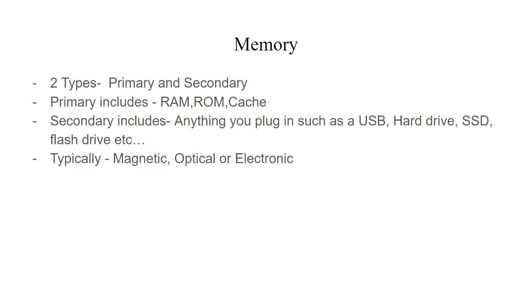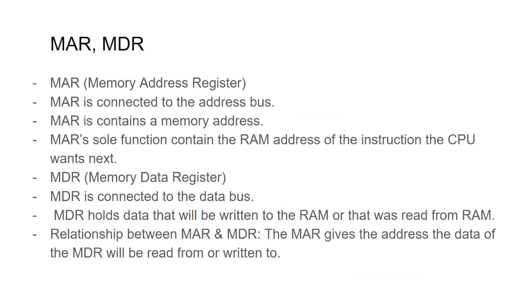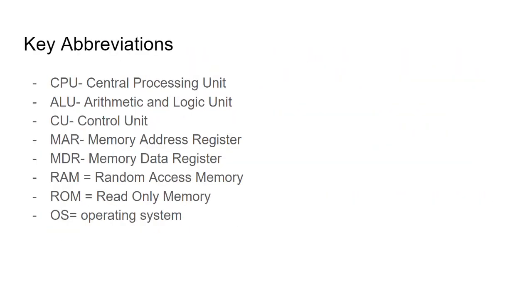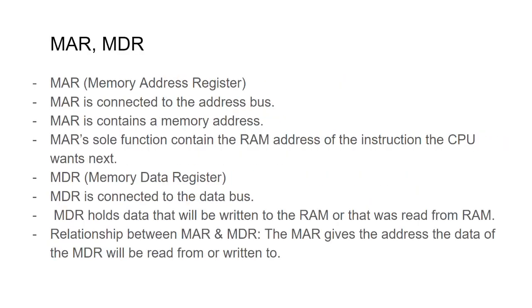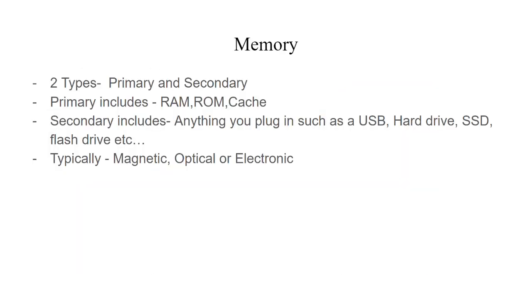Now, primary memory includes RAM, ROM, and cache. RAM is random access memory, and ROM is read-only memory. There is a very distinct difference between RAM and ROM. RAM can read the memory and write the memory. ROM can only read the memory. Read only memory, ROM, read only. It can only read.